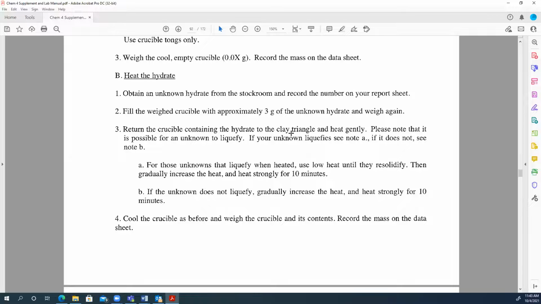Okay, and then we're going to put it on a clay triangle and heat it. Now, you've got to heat it gently and slowly at first, because when you have water, it's like popcorn. You have water trapped in the popcorn kernel, and if you heat it rapidly, the water in there turns to steam quickly and creates a lot of pressure. And the same thing can happen here.